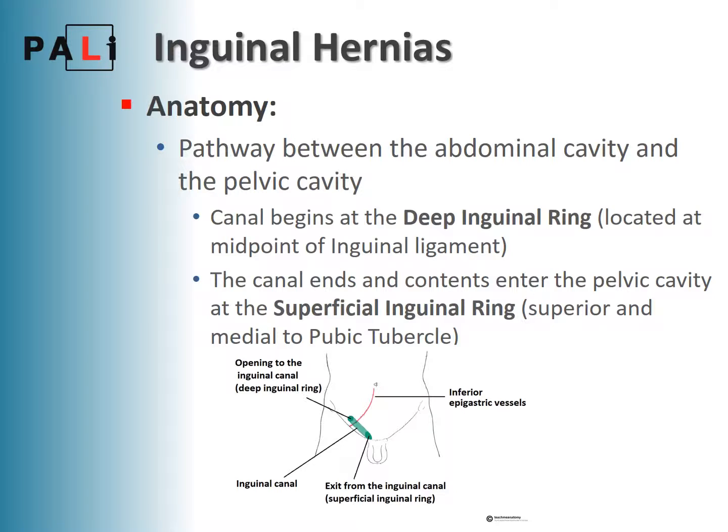It can be identified from the surface landmarks of the anterior superior iliac spine and the pubic tubercle, and is located at the midpoint between these. The canal ends and the contents enter the pelvic cavity at the superficial inguinal ring, which is located superior and medial to the pubic tubercle.